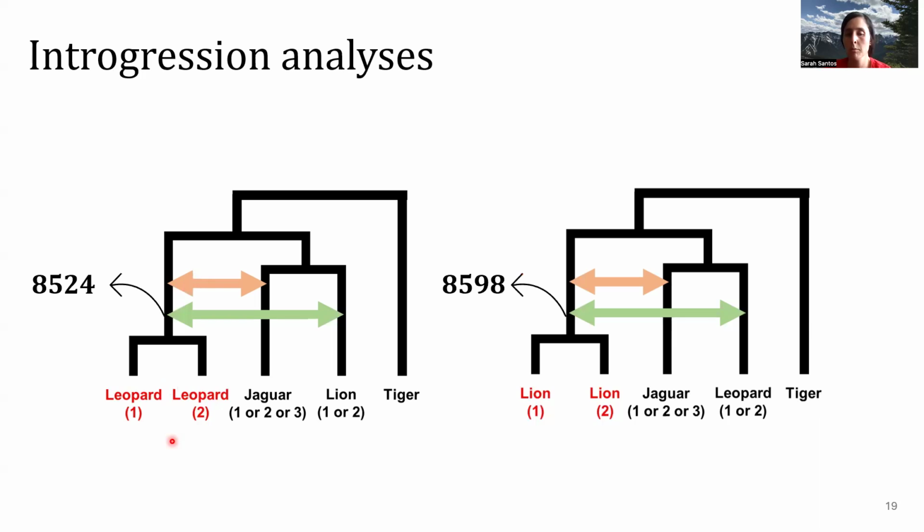And this number here represents the windows throughout the genome. We had 8,500 windows or fragments that represented an introgression relationship between lions and leopards. So that's very striking, and it's not really something that we expect.